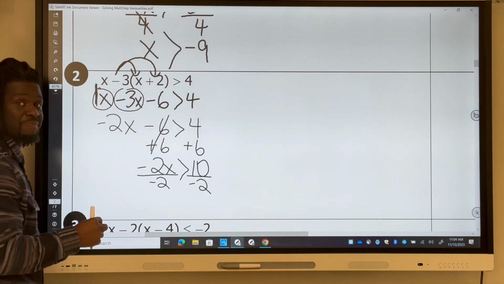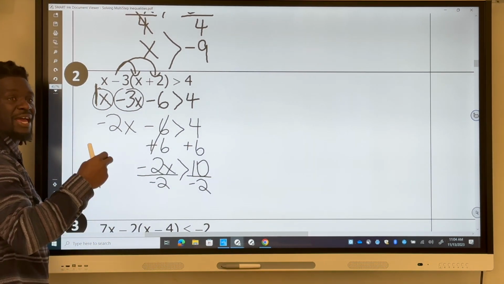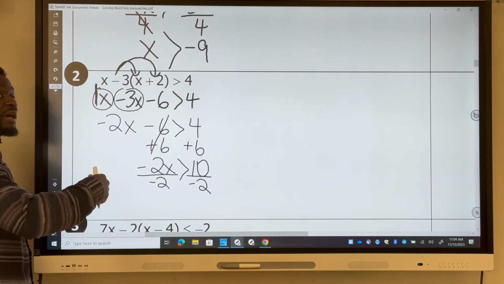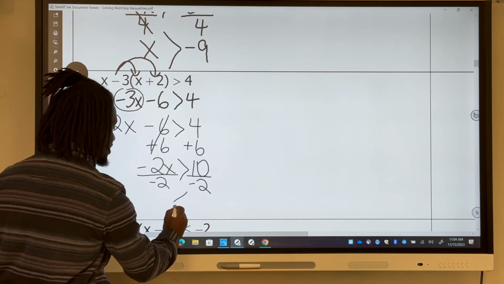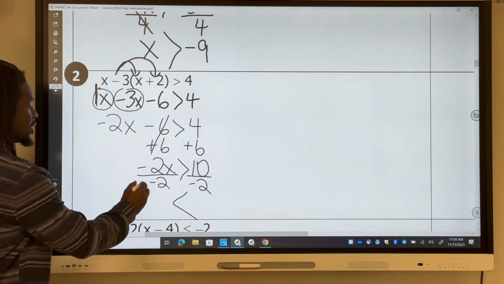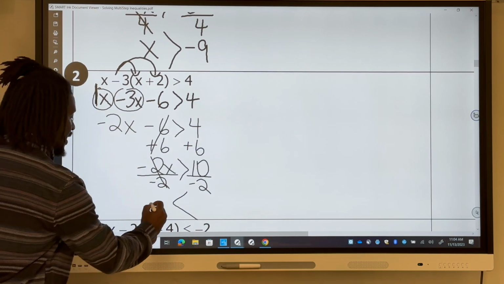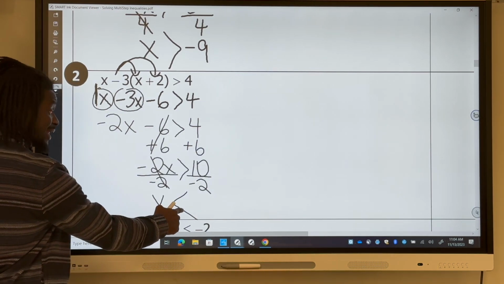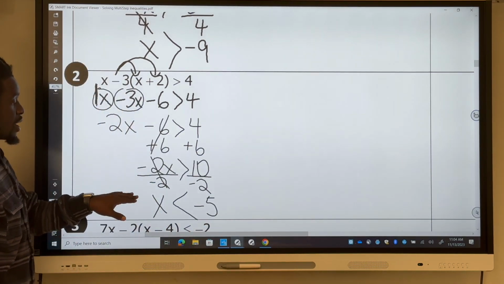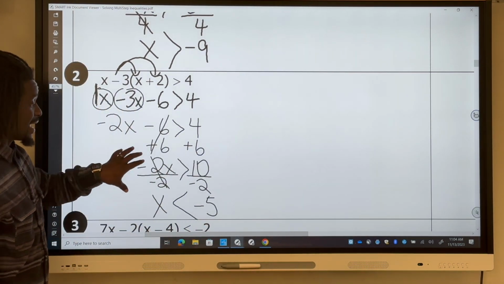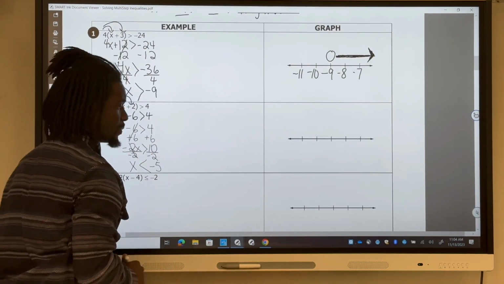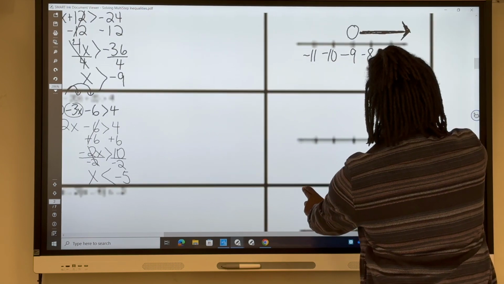Now remember, when you multiply or divide by a negative number when solving inequalities, you have to flip the sign. So now that sign is going to be flipped from greater than, and now it is less than. The negative 2's are going to cancel, and now I have x is less than negative 5. And so now I'm going to graph that. So I'm going to come over to my graph. I'll zoom in on this one.